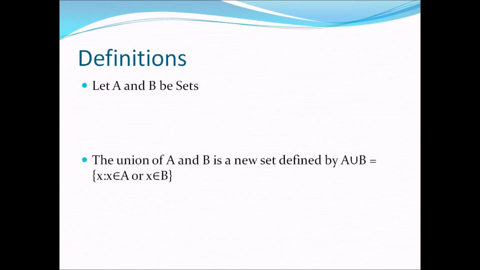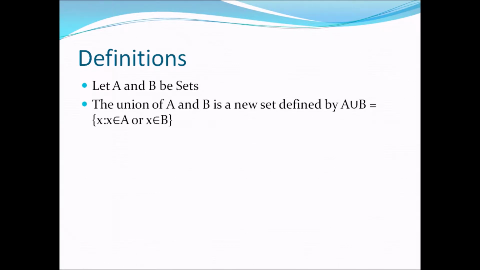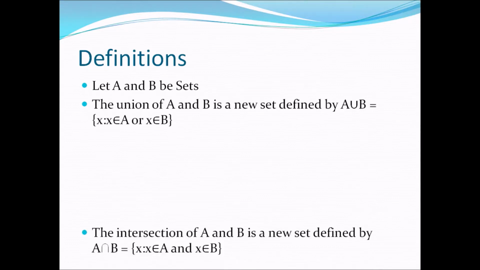Let A and B be sets. The union of A and B is a new set defined by A union B, and it is equal to the set of X such that X is in A or X is in B. So picture two Venn diagrams, and you have everything in A, everything in B, and the intersection of the two. So both circles for union. You just add them together.